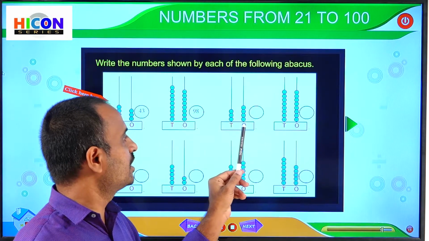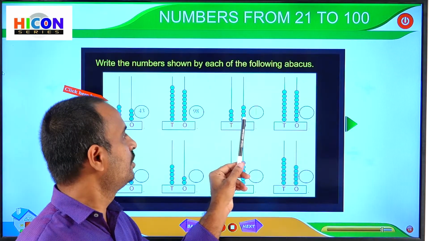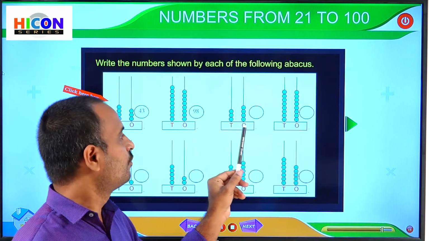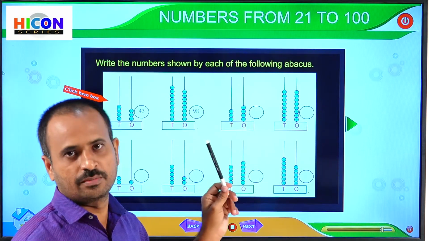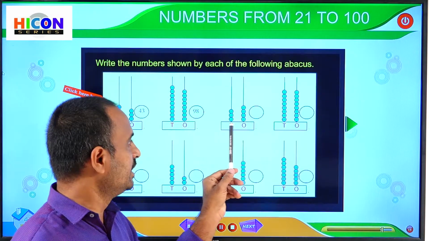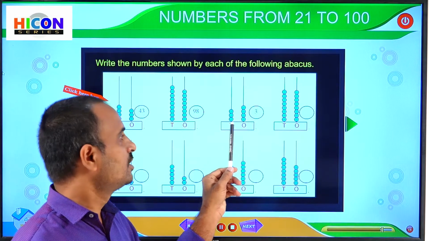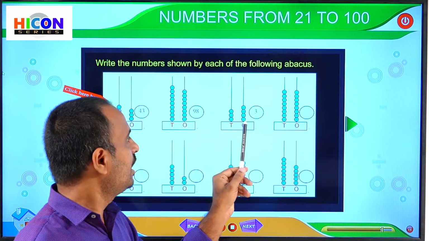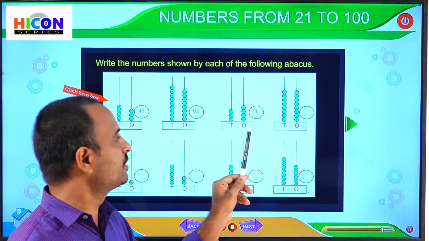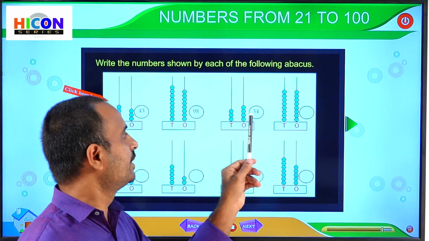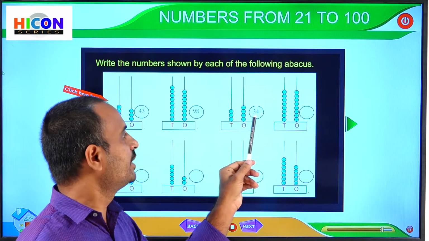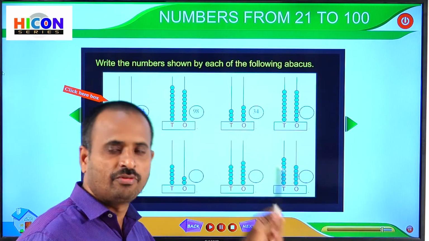And how many beads are there on the ones spike? 1, 2, 3, 4. 4 beads are there on the ones spike. That means 4 is present in ones place. So 3 is present in tens place, so write 3 first. And 4 is present in ones place, write 4 next. So the number is 3, 4 and it can be read as 34.